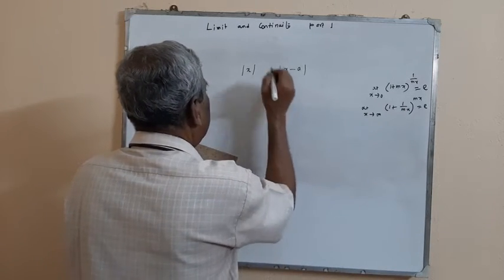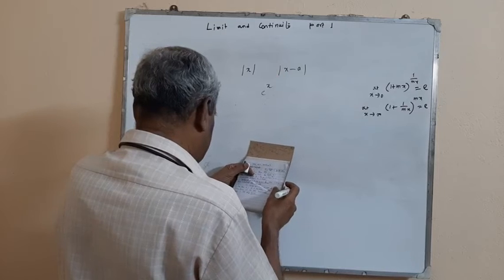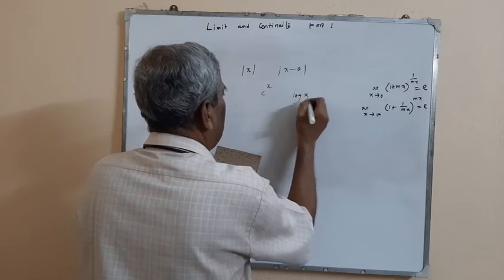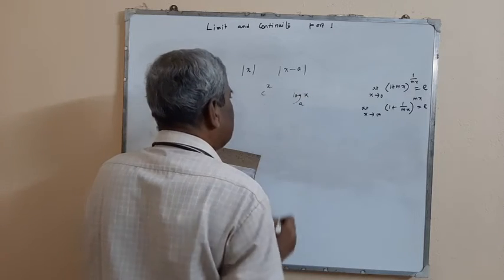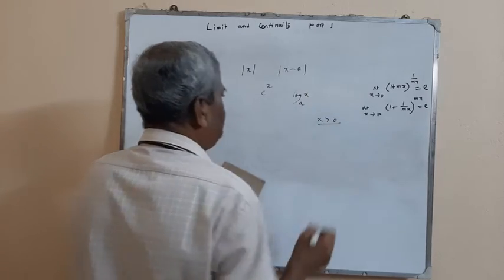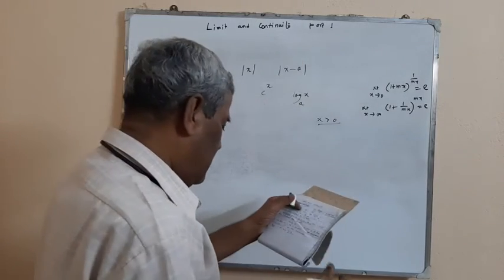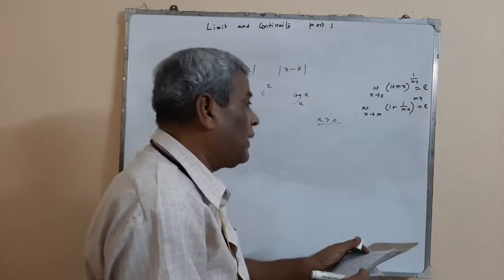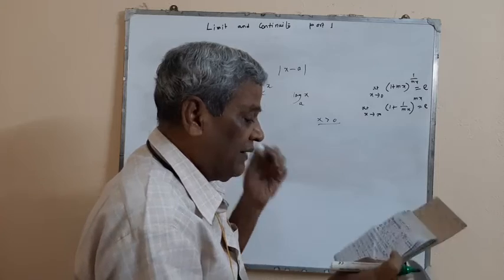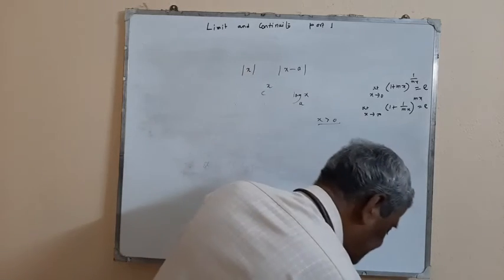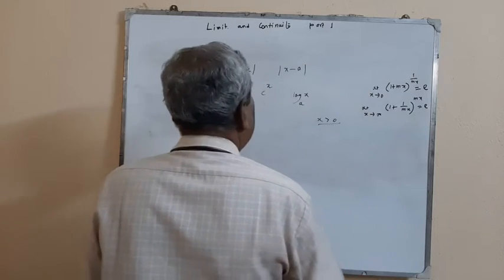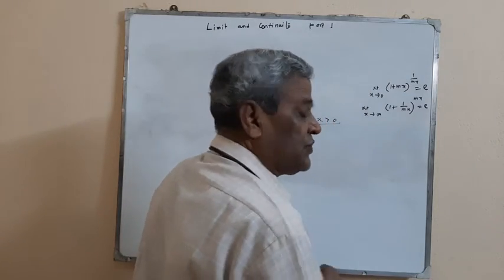Exponential function is continuous everywhere. Log x, any base a, is continuous for x greater than 0. So you have to keep in mind all these functions which are continuous, it will help you a lot. Now we shall take a few examples.